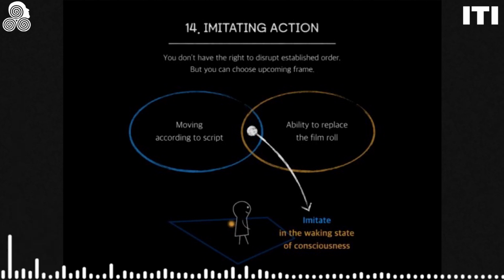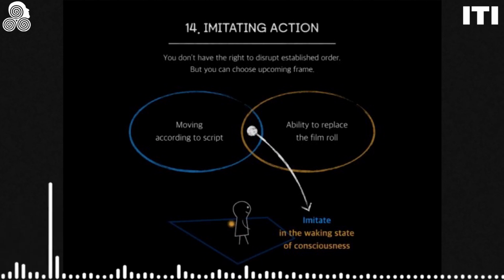So Eum says here, you don't have the right to disrupt established order, but you can choose an upcoming frame. This is pretty fascinating stuff, because if you think about it, let's break this down. You don't have the right to disrupt established order. The order that is in your present moment, the reason that it is the way that it is right now, is because of your actions in your previous frames. So if you want to see a different reality in your present moment, then you need to start acting now to affect that future moment once it becomes present, if that makes sense.